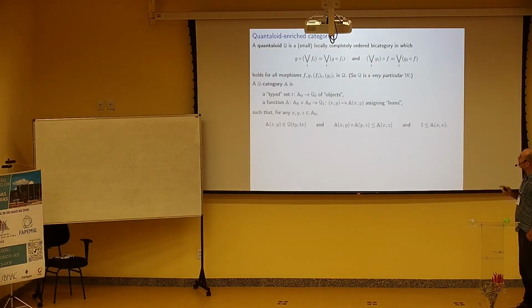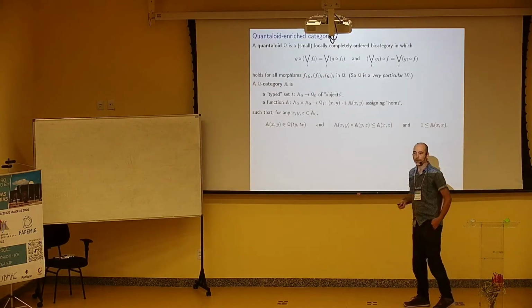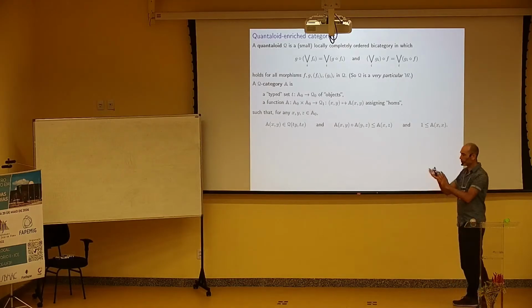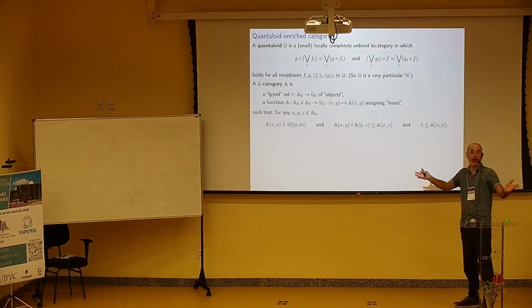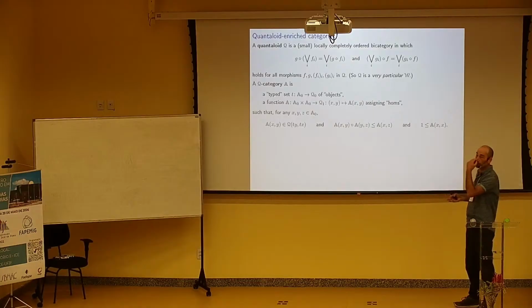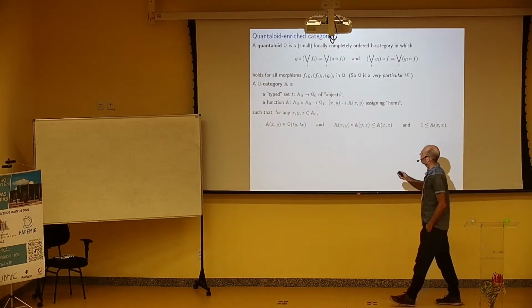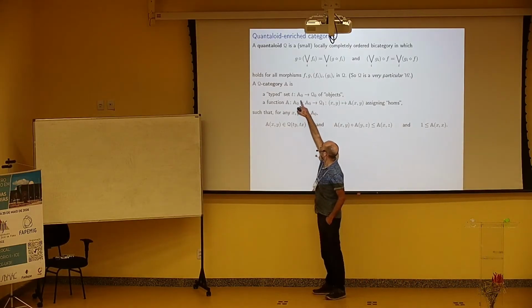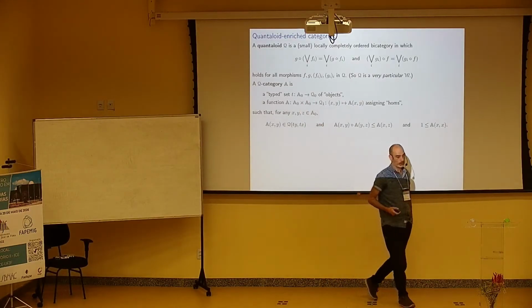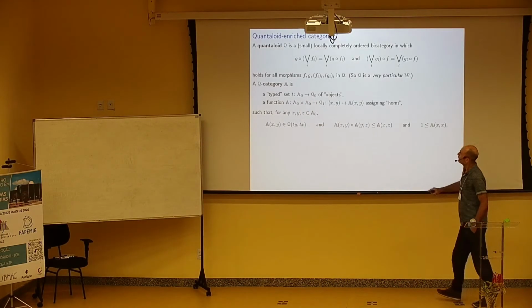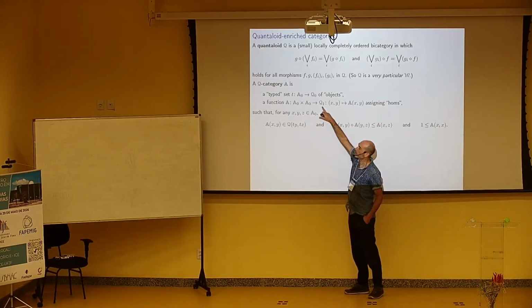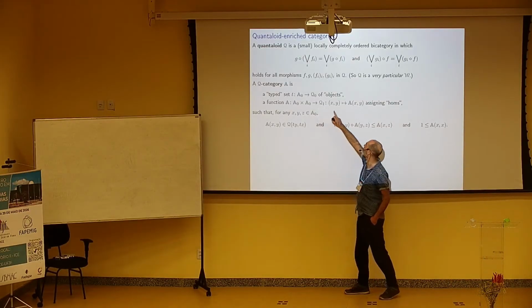I'm going to define now categories enriched over a quantaloid, and I'm sort of copying the definition we had before, but I have to keep track of the different objects that I now have in this quantaloid. Because a quantale is a quantaloid with one object, like a group is a groupoid with one object. So instead of just having a collection of objects, I have to assign a type to each of the objects, which is a type in the base quantaloid. The HOMs are not going to be objects, but are arrows, and domain and codomain have to match.